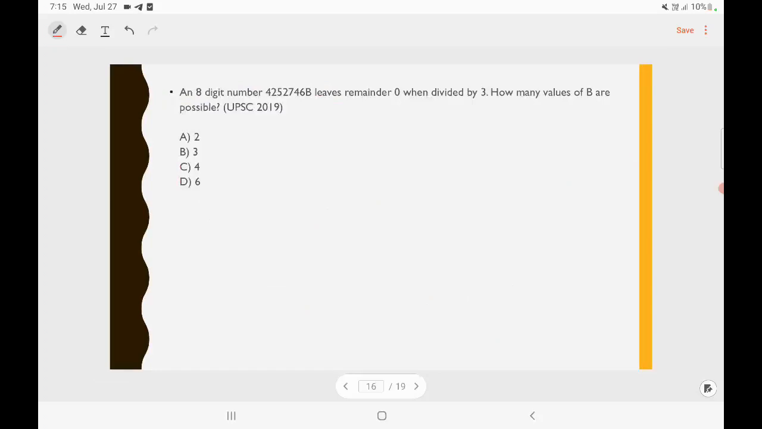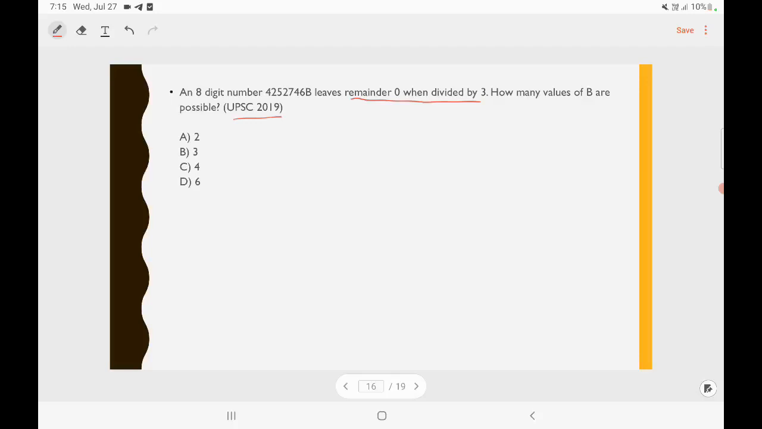So this is a UPSC 2019 question. An 8-digit number 4252746B leaves remainder 0 when divided by 3. How many values of B are possible? So here the number leaves remainder 0 when divided by 3. That means the number is exactly divisible by 3.